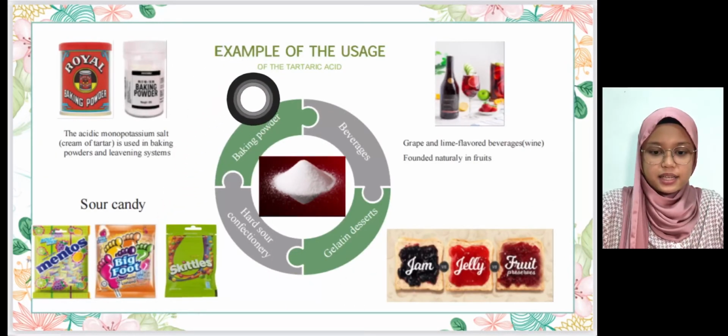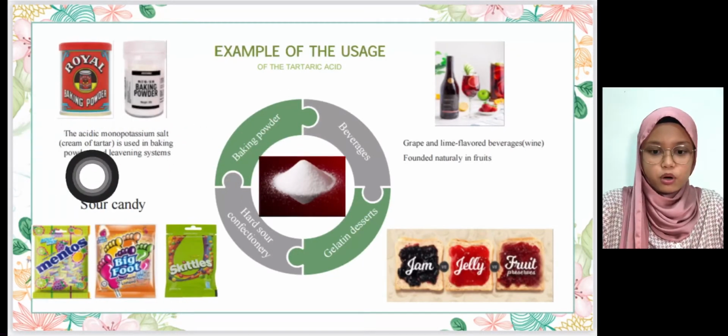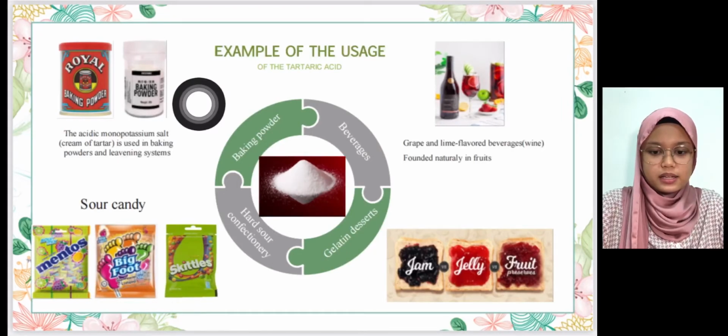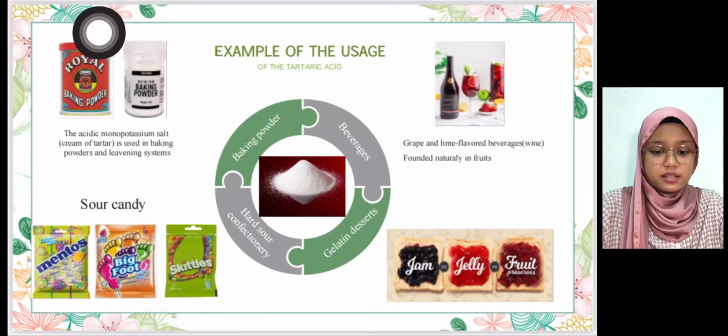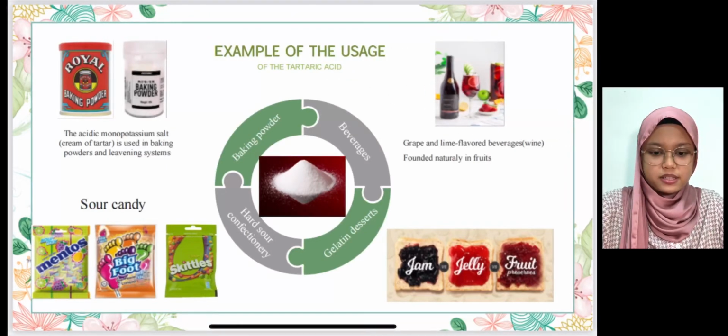Lastly, tartaric acid can also be used in baking powder. The acidic monopotassium salt, which is more commonly known as cream of tartar, is used in baking powders and leavening systems. It is because it has limited solubility at lower temperatures, so cream of tartar doesn't react with bicarbonate until the baking temperatures are reached. This ensures maximum development of volume in the finished product.